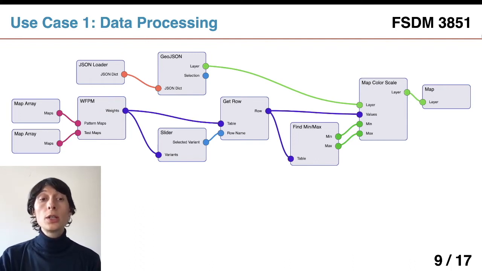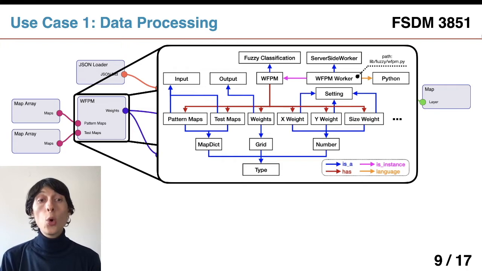Each operator denoted here as a box has its own ontological description. For example, this is the ontology of WFPM operator. It states that WFPM stands for weighted fuzzy pattern matching, is a fuzzy classification operator. It has a lot of settings, for example, X weight, Y weight, size weight, and so forth. It has two inputs, pattern maps and test maps, and you can see these two sockets on the data flow diagram, which correspond to the inputs. And one output called weights, it's a grid and it's denoted here as an output socket.